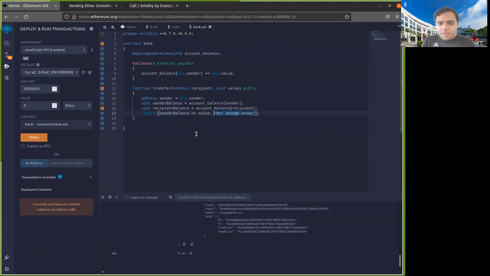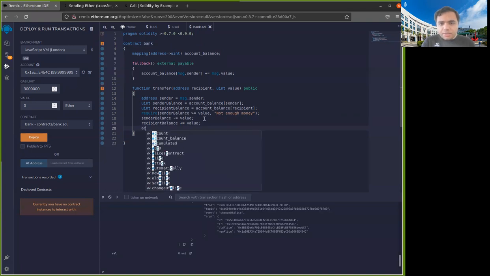Okay. So what this means here is that if the sender balance is not more than the value, I will just get an error that tells me not enough money. Okay. Now, what do I do next? Well, just decrease the sender balance by value, increase the recipient balance by value, and write it back into this account balance.